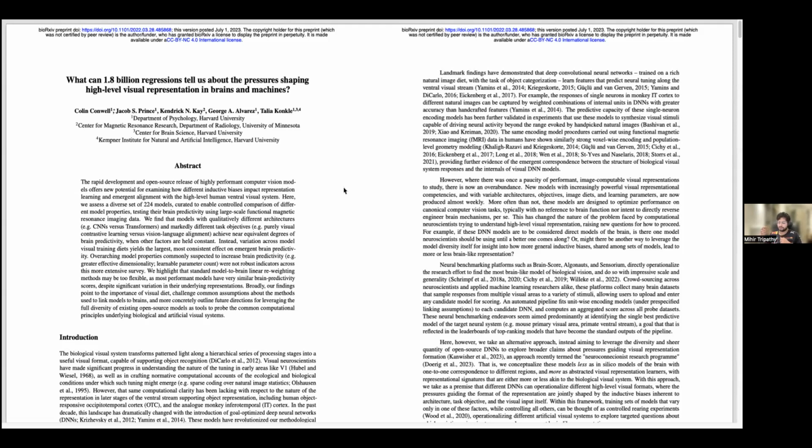So this paper tests, given we have a lot of computer vision models based on transformers and convolutional nets, how well these computer vision models, of which there are a lot now, compare in predicting the brain activity using the NSD data sets.